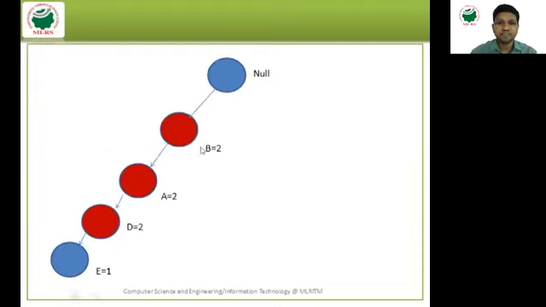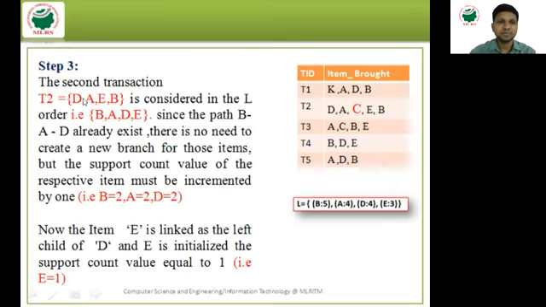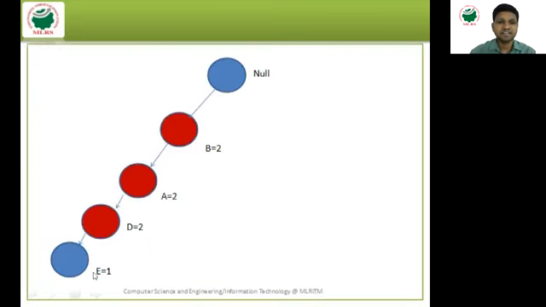Clear? So appended, incremented by 1. So already BAD is available in transaction T2. BAD, so E is not available. That's the reason the value is E1. Clear? So this is step 3.